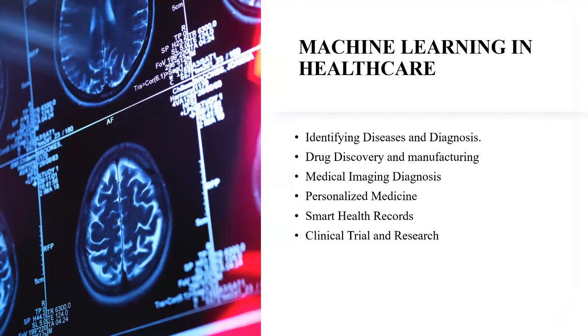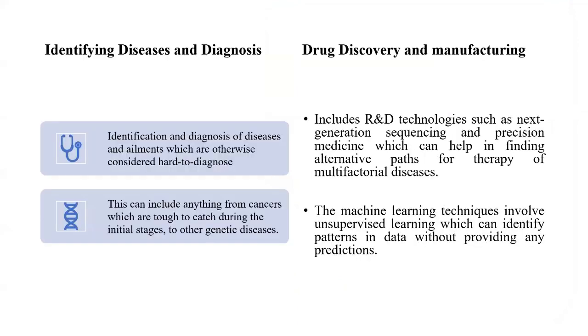Now, we will learn how we can use machine learning in the healthcare sector: in identifying disease and diagnosis, drug discovery and manufacturing, medical imaging diagnosis, personalized medicine, smart health records, clinical trials and research. Let's see them one by one. Identifying disease and diagnosis: as I have told you, we can analyze any type of disease, or we can create a model for the early prognosis or for the prediction of any type of disease.